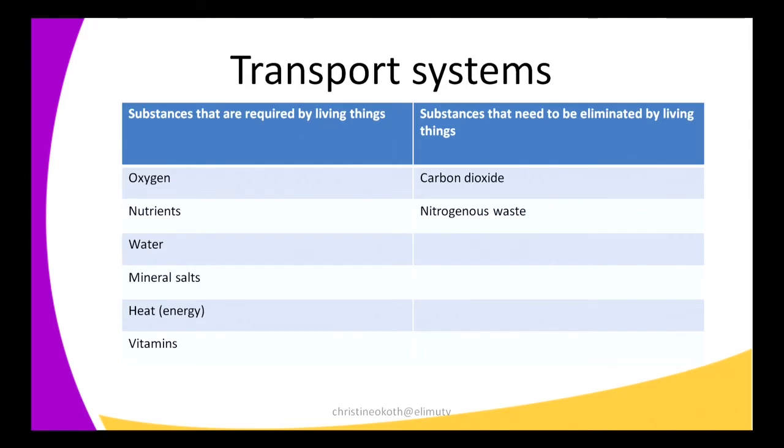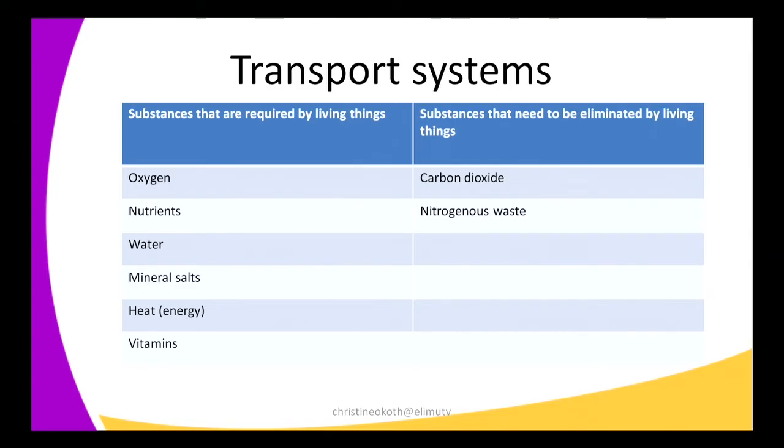Another substance which is transported within living things is water. Water is needed in human beings. It's also needed in plants because it's a raw material for the process of photosynthesis. Mineral salts are needed by the plants as well as the animals in their systems. Also, heat needs to be circulated in living things. And finally, we circulate vitamins. They need to be transported to all parts of the body.